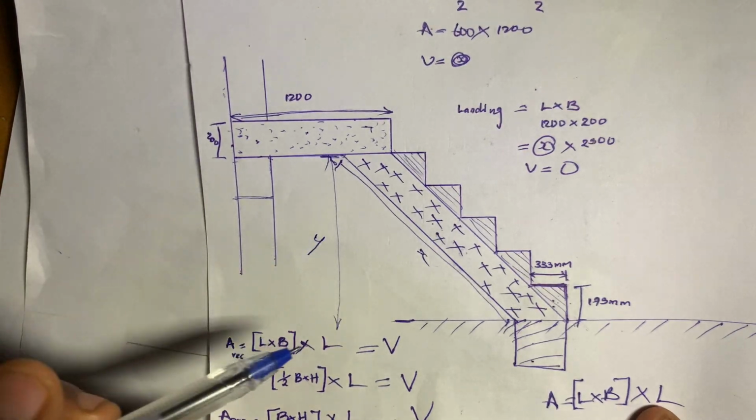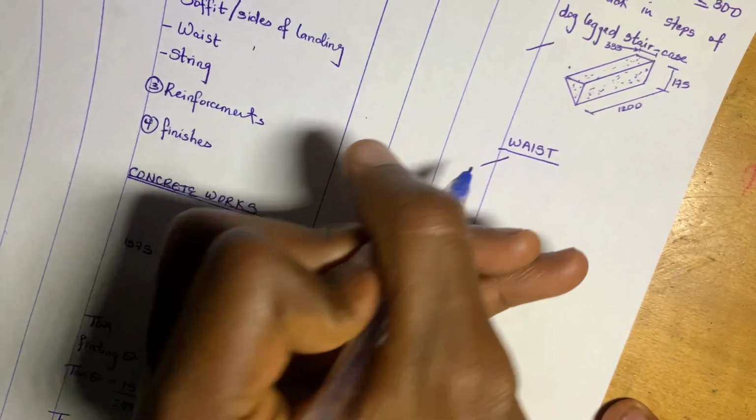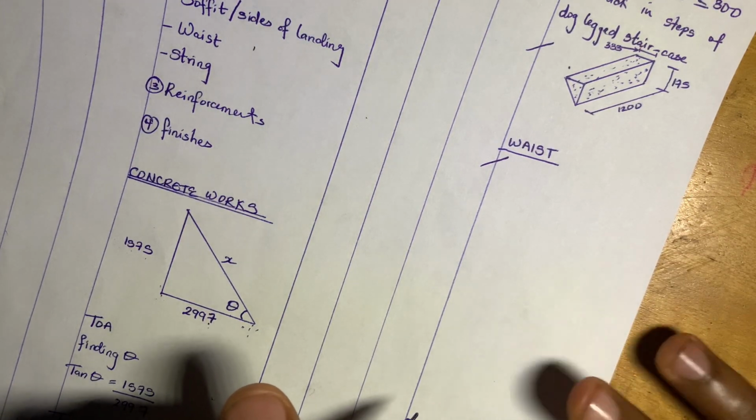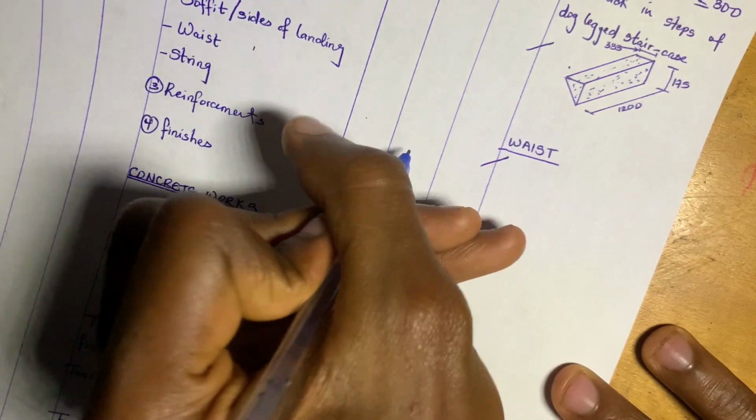Let me just put it as what? Y. So we book. So the first thing we're going to be booking for is what? The thickness of the waist, which is what? 150. Convert it to meters, and that will be what?